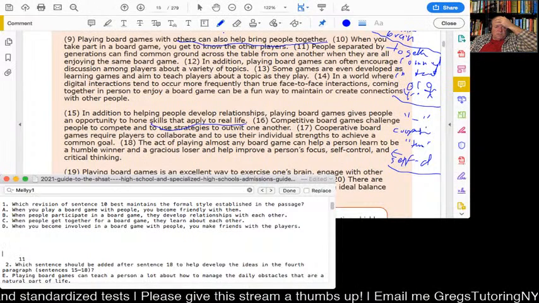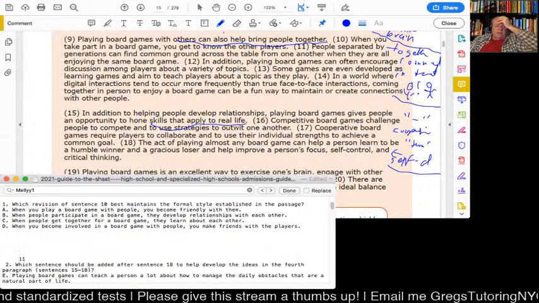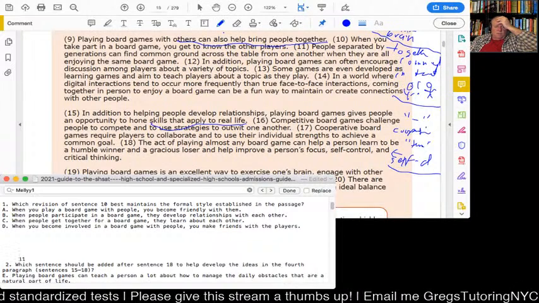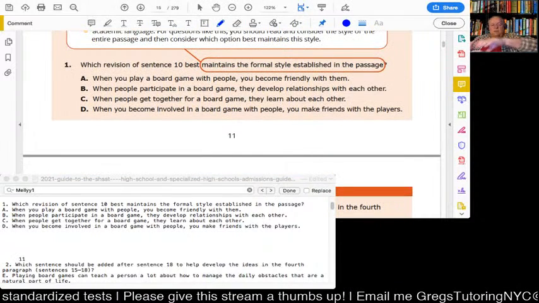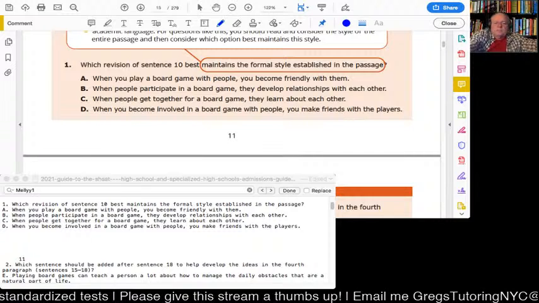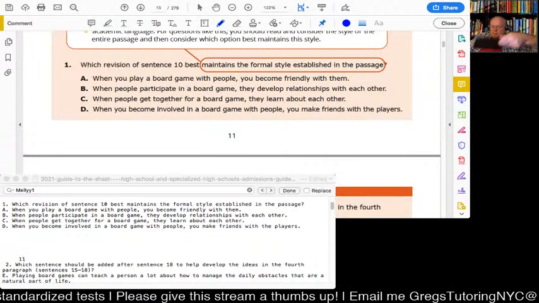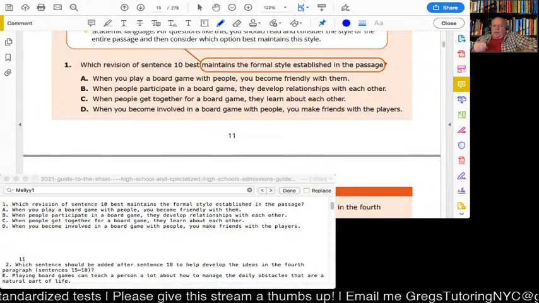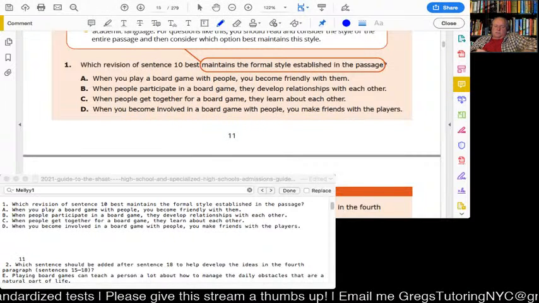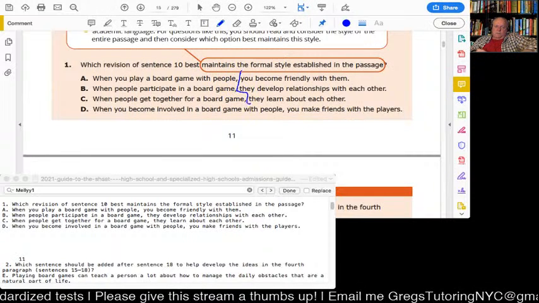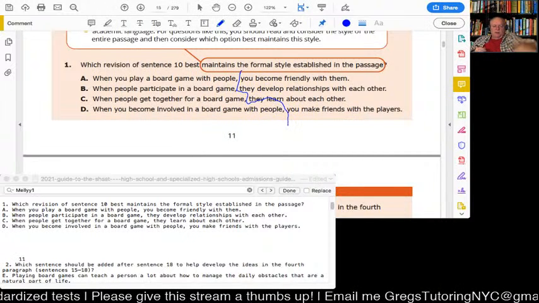Which revision of sentence 10 best maintains the formal style established for this passage? Before we look at that, we're going to look at the form of the questions themselves. I like to look at things in terms of structure. If we take the questions, there are 2 parts to every answer: something, comma, something. So I'm literally going to draw a line down through it. Give me 1 second.